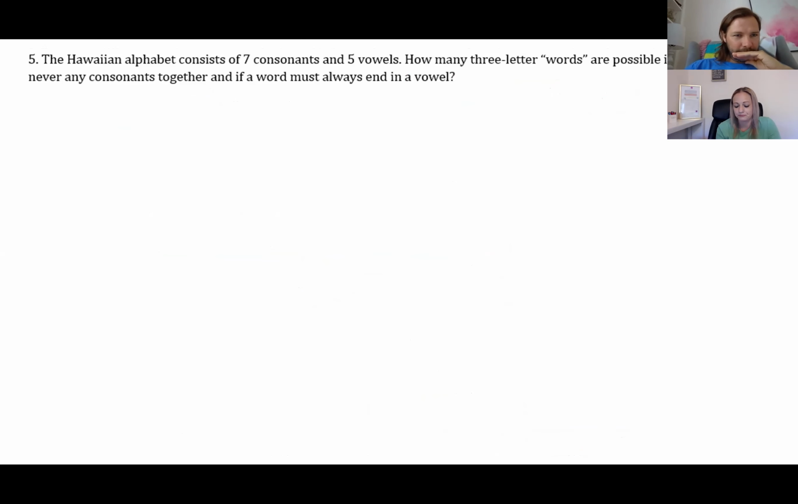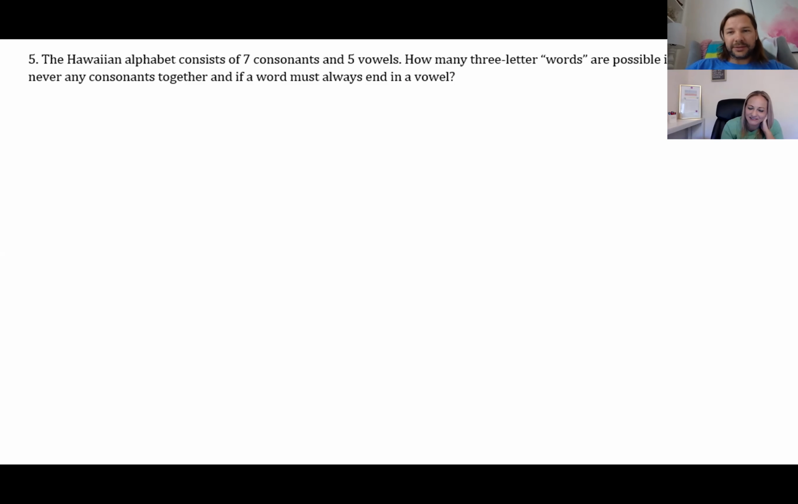Cool. Okay, the Hawaiian alphabet consists of 7 consonants and 5 vowels. How many 3-letter words are possible if there are never any consonants together and if a word must always end in a vowel? I'm gonna have to read that one again. So we have 7 consonants, 5 vowels, and we're just saying words are just any arrangement of letters.